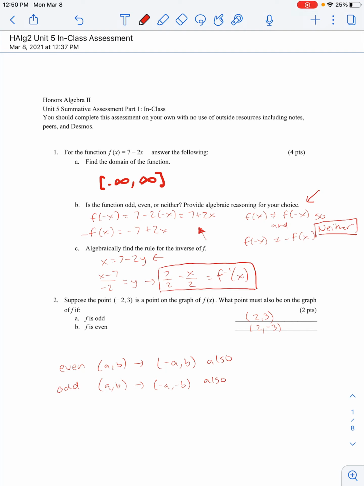For number 2, we have to use these two rules. If it's an even function, then if you have the point (a, b), you're also going to have the point (negative a, b). If it's an odd function and you have the point (a, b), you're also going to have the point (negative a, negative b). So you just use those two rules to answer this part.